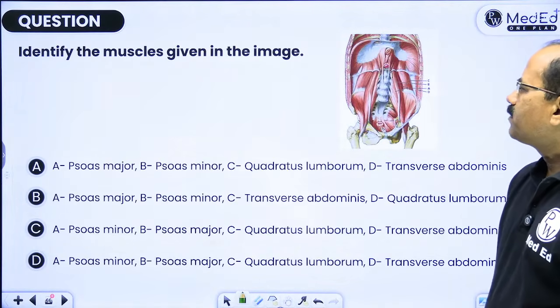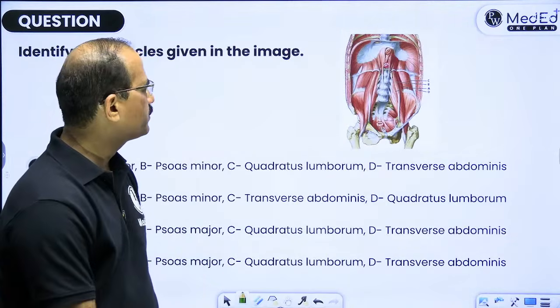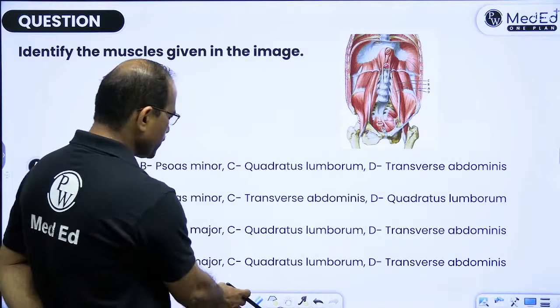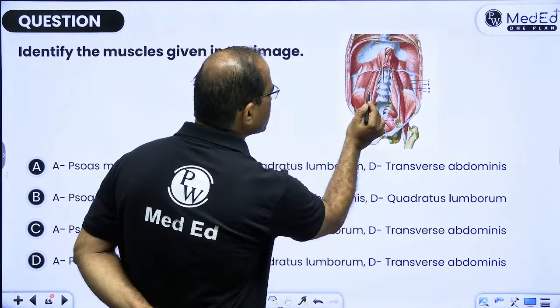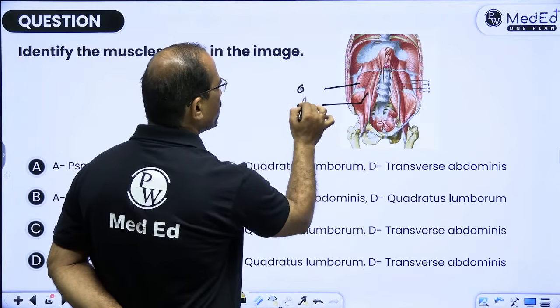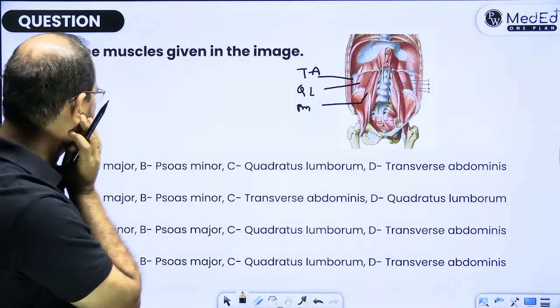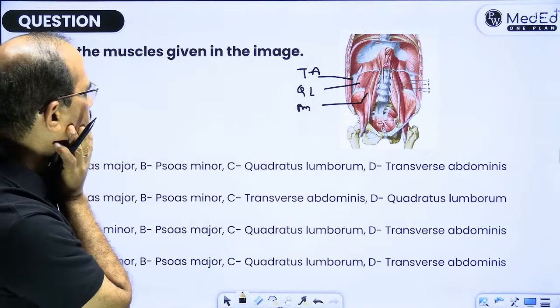So identify the muscles given in the image. Anyone? What is this muscle? I'll just start with this. What is this muscle? This is psoas major. What is this? Quadratus lumborum. And what's this? Transverse abdominis. The psoas major, quadratus lumborum, transverse abdominis.